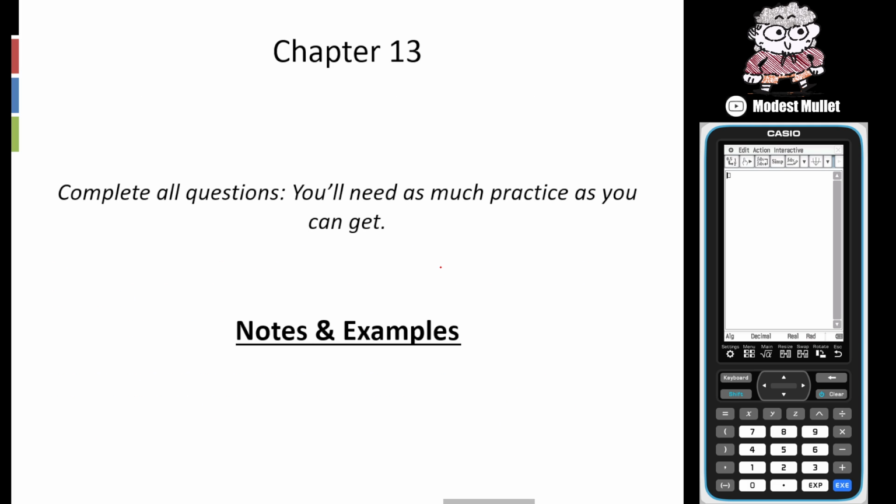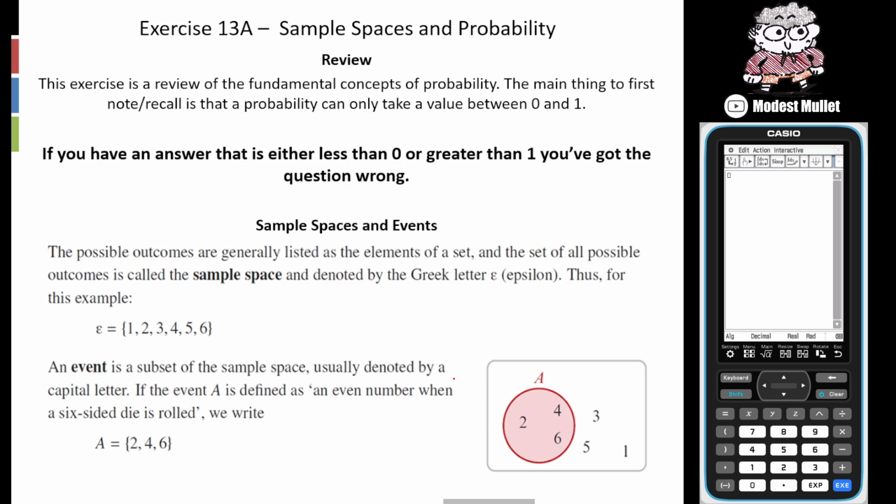Right, so the rest of this video is going to be pretty informal because most of this is just a review of year 8, 9, 10, and 11 probability work. So we're going to try and get through exercise 13A and 13B material fairly quickly. Right, so exercise 13A, sample spaces and their probability.